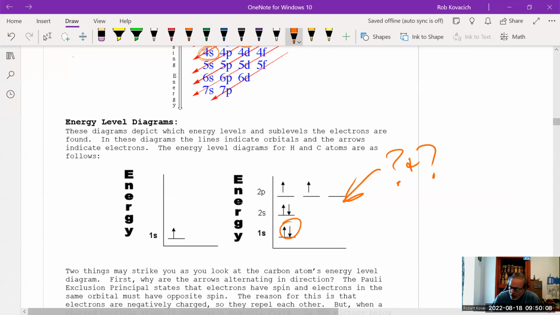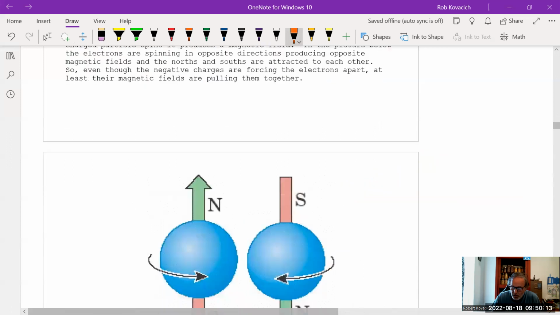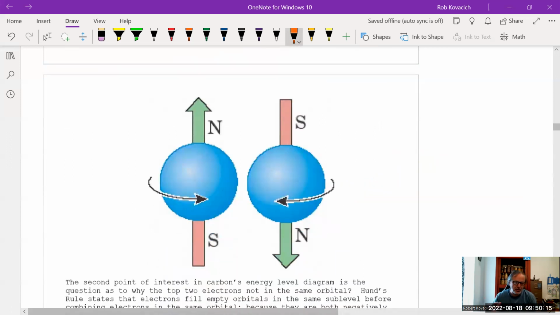Electrons are charged particles, and they also spin. When you have a charged particle that spins, it creates a magnetic field. If it's spinning in this direction, the magnetic field is north on top, south on the bottom. If it's spinning this direction, it's south on top and north on the bottom. Why is this important? I need to have electrons spinning in opposite directions because electrons have a negative charge.